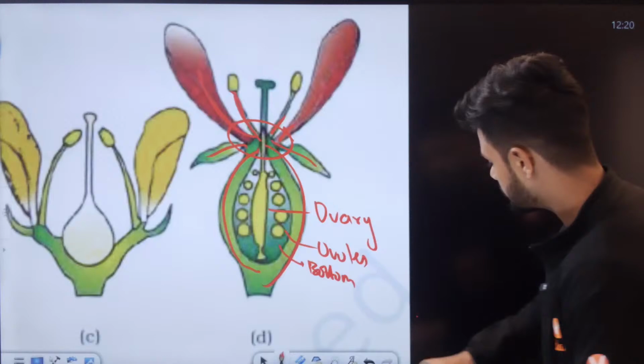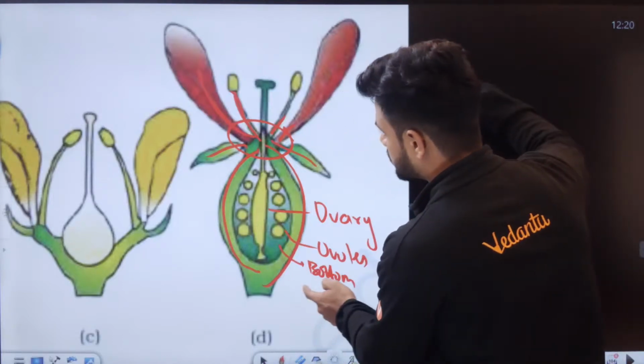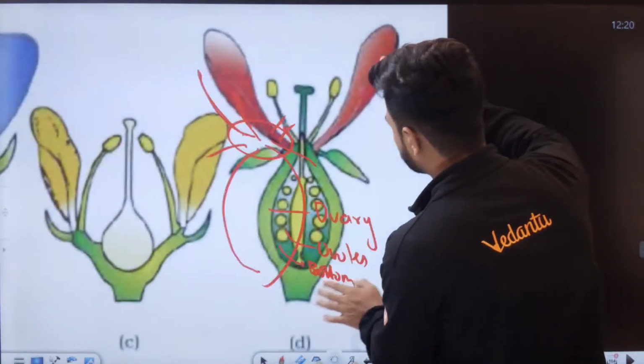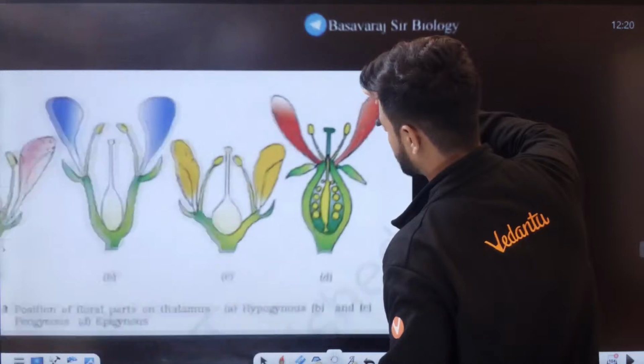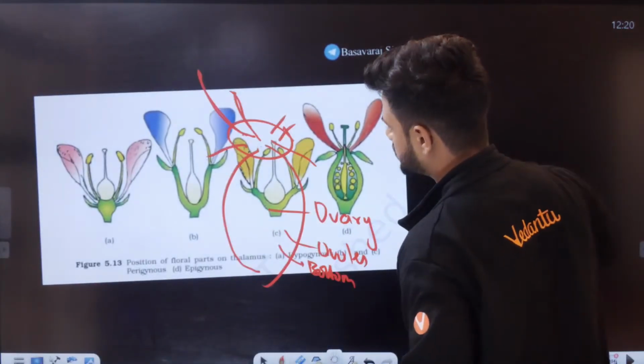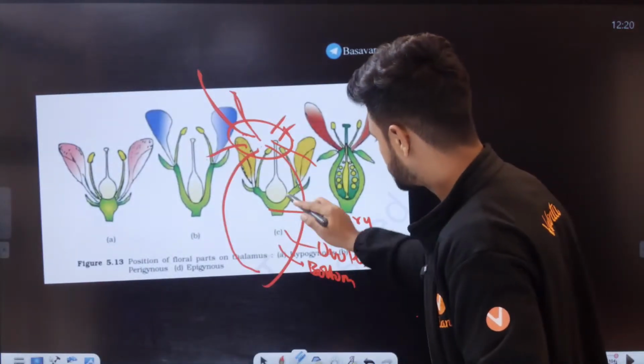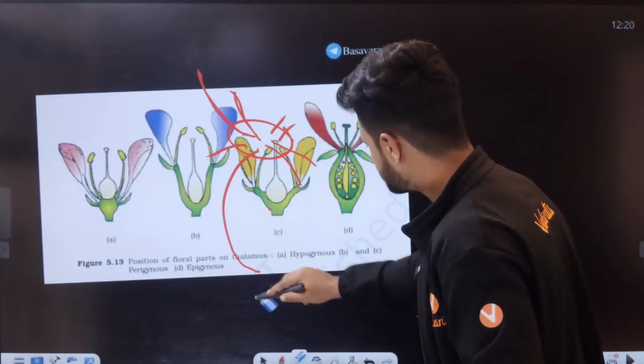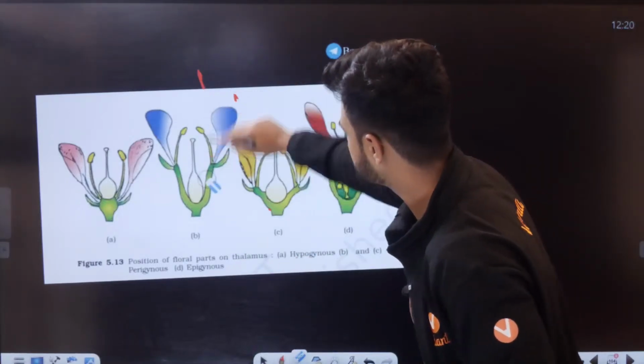Clear, students? Is the concept clear to all of you? Tell me yes or no. I'll give you a small revision now. See this.